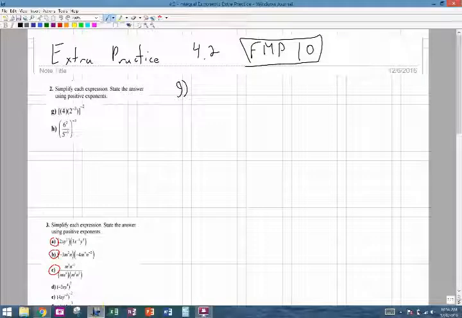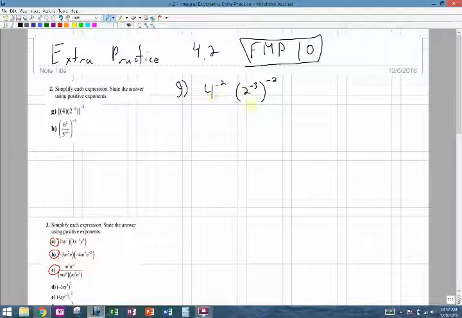Okay, I'm just going to go over a few examples here. So simplify each expression, state your answer using positive exponents. For the first one here, I have all of the stuff inside is to the power of negative 2. So the negative 2 on the outside goes for both the 4 and the 2 to the negative 3. So I'd probably rewrite this 4 to the negative 2 times 2 to the negative 3, all to the negative 2. And for the 4, it's going to flip to the bottom.